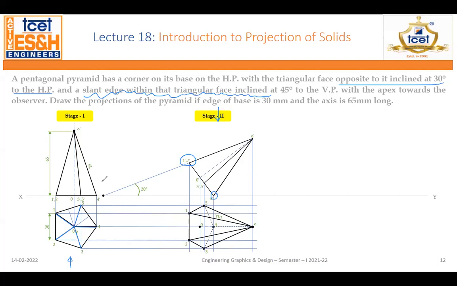It seems to be like a single line. Similarly here it seems to be like a single line, but when you see here 1O and 2O, these are two different lines, but यही दोनों में से किसी एक को slant edge within that triangular face, किसी एक line को 1O को या 2O को, you have to make it inclined at 45 degree to the VP. ठीक है? You have to make inclined at 45 degree to the VP. The next condition is, parallel to this, one more condition is that apex should be towards the observer.